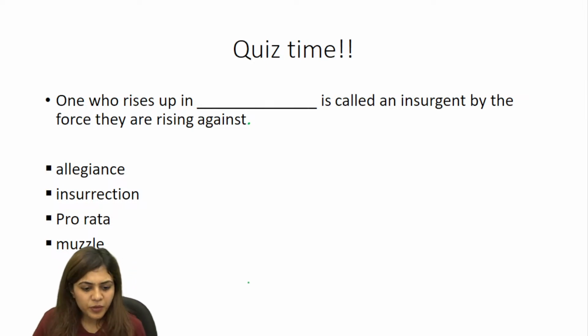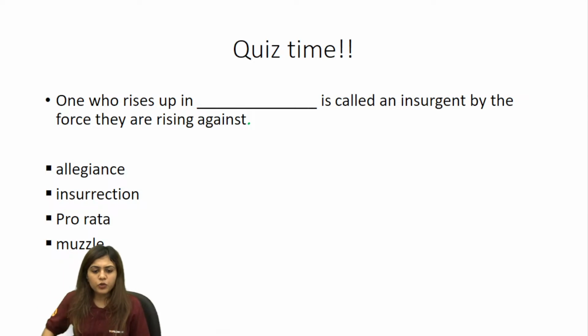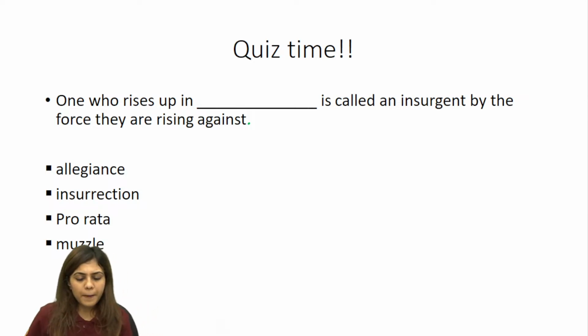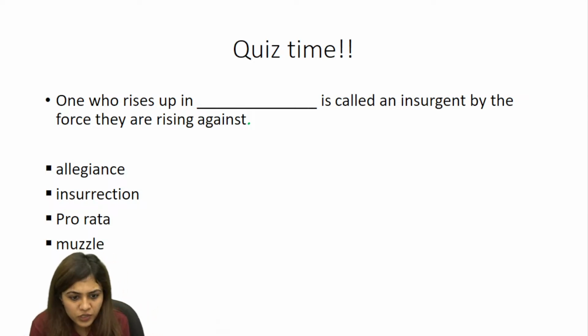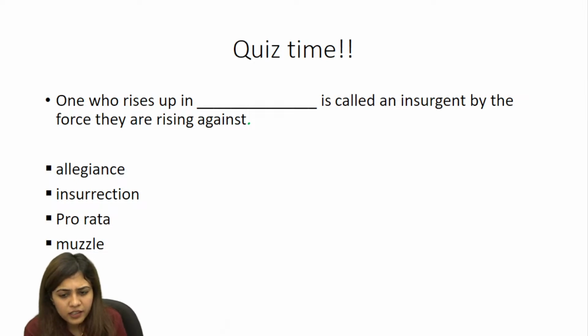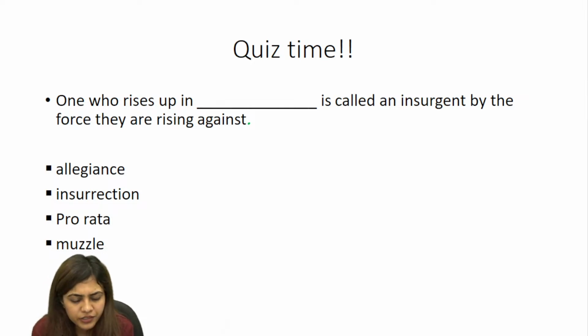Need the answers from you guys. Allegiance, what do we mean by allegiance? It means, yes, Vaishnavi, objective was the tone. Allegiance का मतलब होता है loyalty. So can it be loyalty? So one who is loyal, can he be called an insurgent?